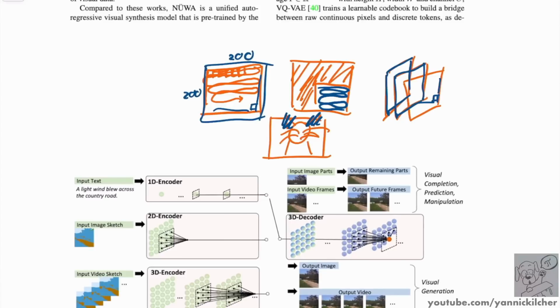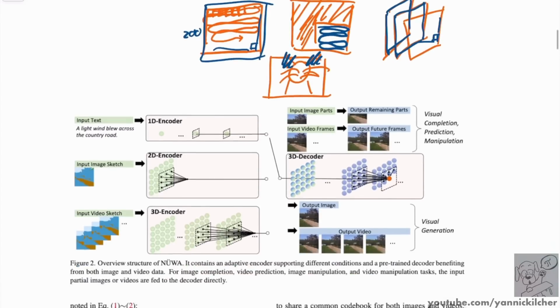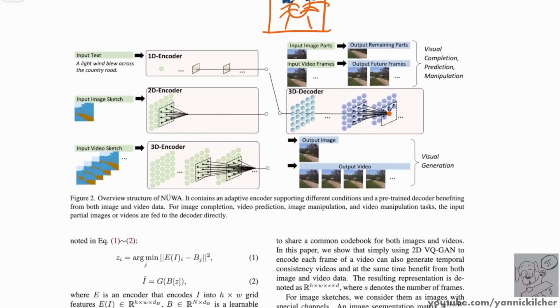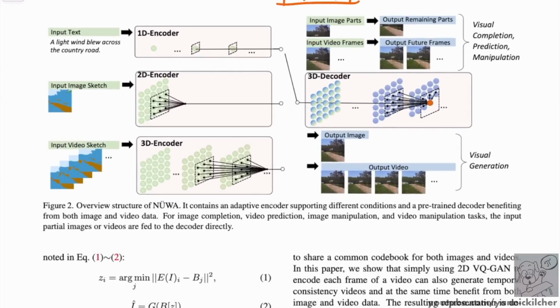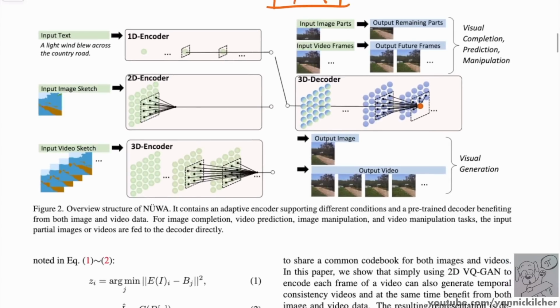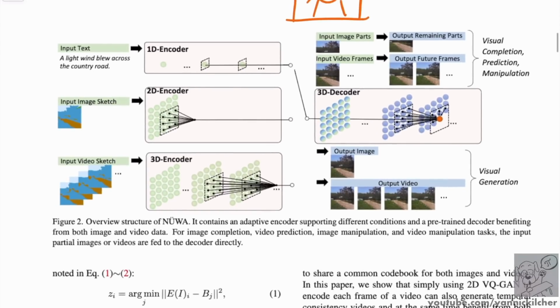The answer is going to be twofold. First of all, we're going to encode all of the data into a common space that is discrete in latent space and is way less dimensional. And the second answer is we're going to use local attention in order to work in this latent space and finally generate the output. So this is an overview of the model.